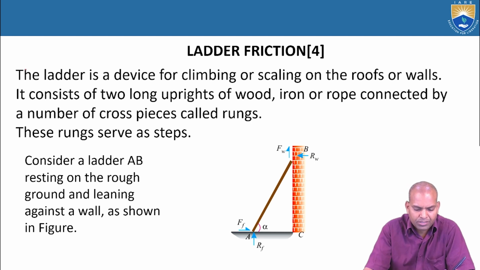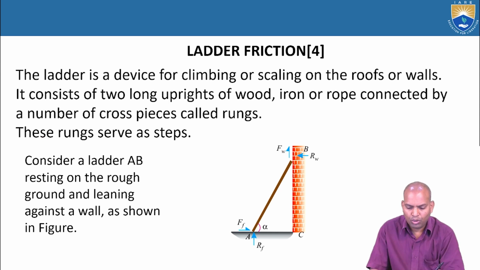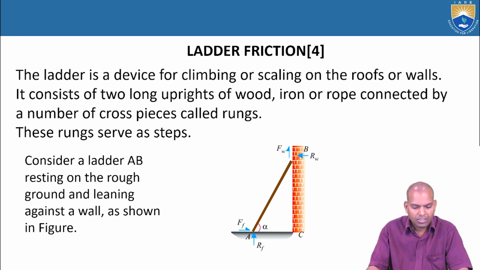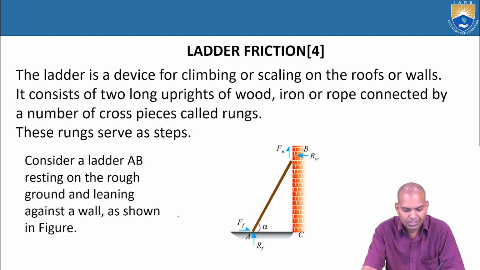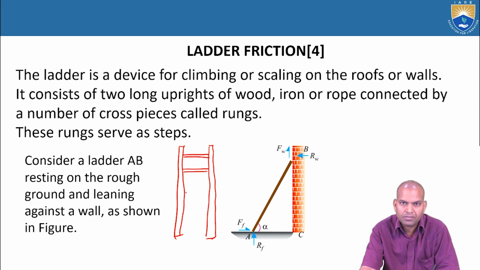So here, ladder friction means the ladder is nothing but a device which is used for climbing or scaling on the roofs or walls. It consists of two long uprights of wood, iron or rope connected by a number of cross pieces called rungs. So these rungs are as steps. Here the ladder looks like this: there are two vertical bars which are connected by horizontal rungs. These are known as the steps, at equal distances.